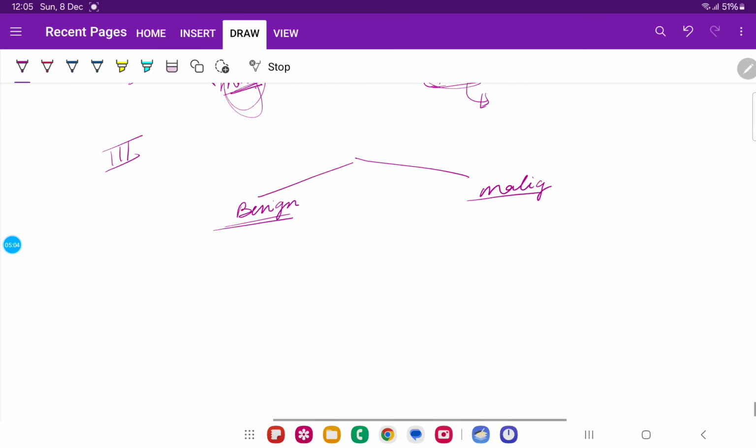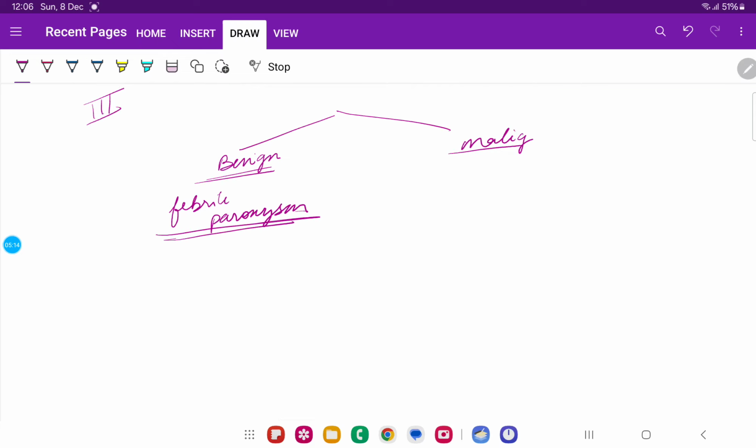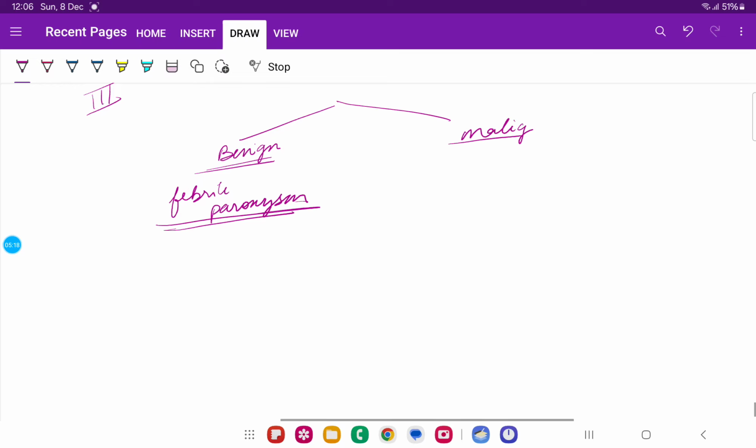Talking about the benign first, it basically causes febrile paroxysms, wherein there is fever which is episodic in nature. It is high fever. So there are three stages: a cold stage, a hot stage, and then a sweating stage. The cold stage is 1 to 2 hours before the fever, wherein the patient will have malaise, headache, lethargy.